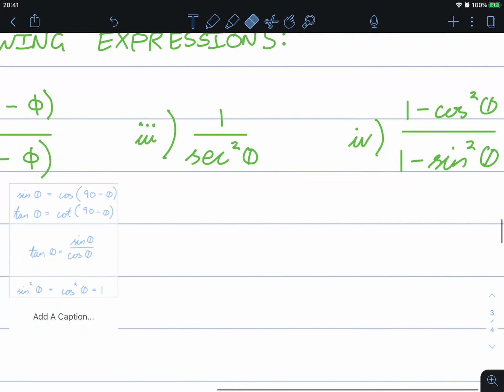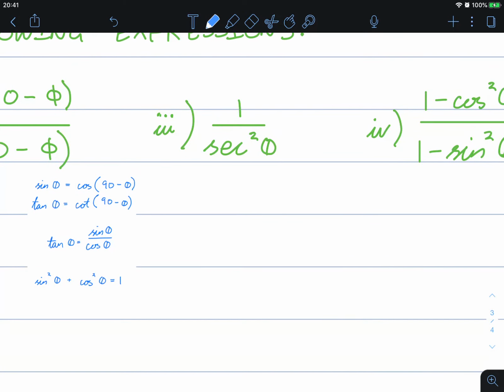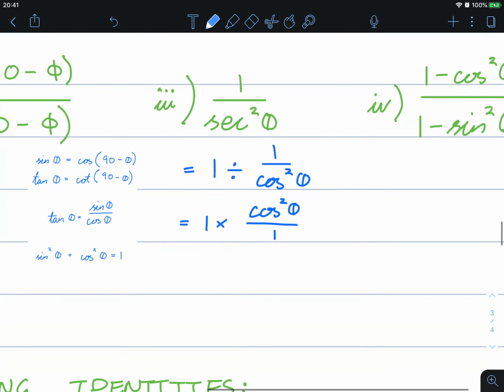Moving right along. This one I actually haven't written here because this is a reciprocal identity. So sec squared theta is the same as, I'm going to write it like this, 1 divided by, well, sec squared theta is 1 on, sorry, not sine, cosine squared theta. Well, if we're dividing by a fraction, that's the same as 1 times cosine squared on 1. Well, that's just cosine squared theta.